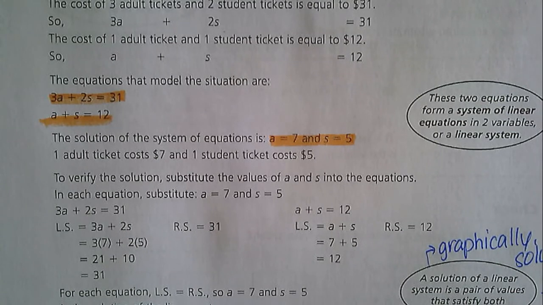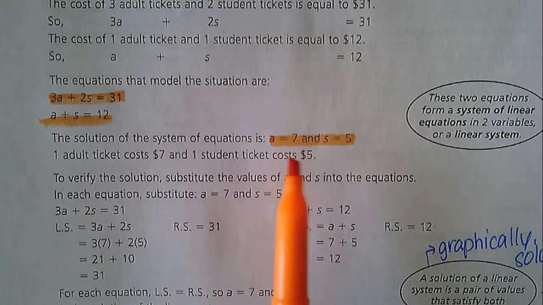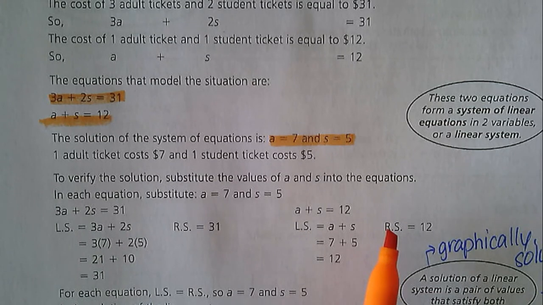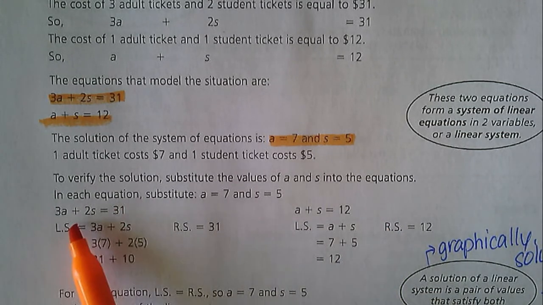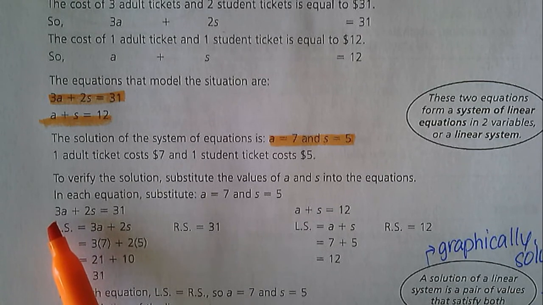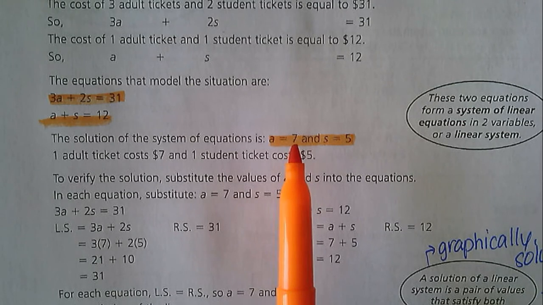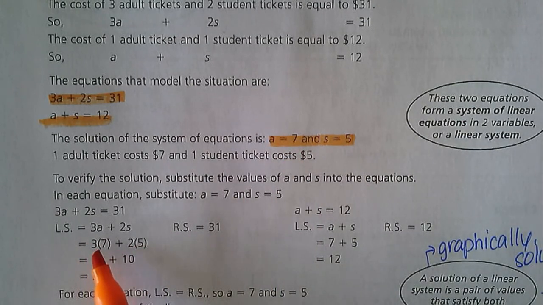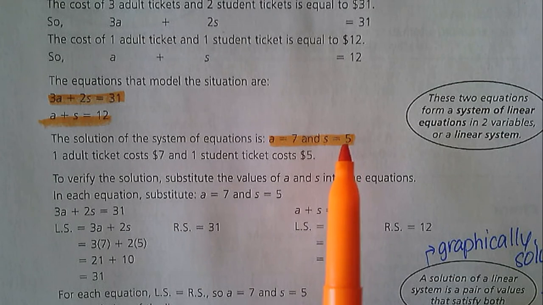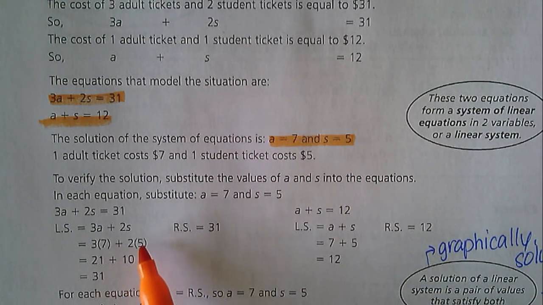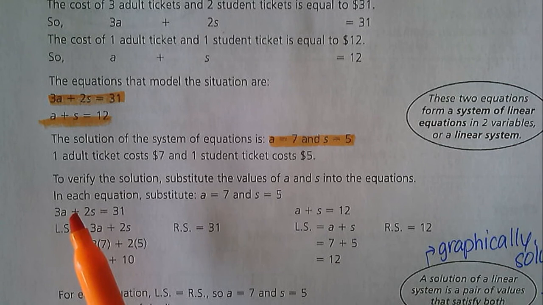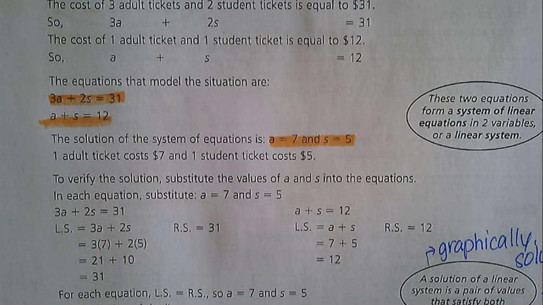In order to check these values, I'm going to substitute these values into both of the equations. If we substitute into the first equation, Felix's equation, 3A plus 2S equals 31, anytime there's an A, we're going to substitute in 7. So we have 3 times 7. And wherever there's an S, we're going to substitute in 5. So plus 2 times 5. 3 times 7 is 21, 2 times 5 is 10. Add those together, we get 31. So that's the total on the left side, and the right side was 31 as well. So those values work for that equation.